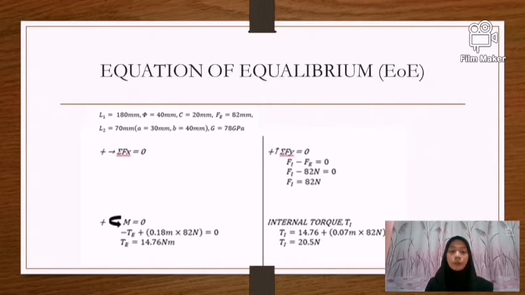Next, for the moment, sum of moment is equal to 0, and we assume that the rotation anti-clockwise is positive, and we get negative Te plus T equal to 0, and T is the torque that apply on the door handle with the length of 0.18 meter, so we get Te equal to 14.76 Newton meter. Next, for the internal torque, Ti, we calculate with Ti equal to Te plus the T for the L2. So we get Ti equal to 20.5 Newton.